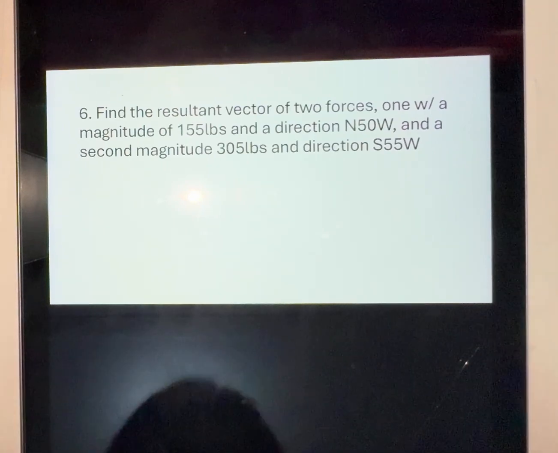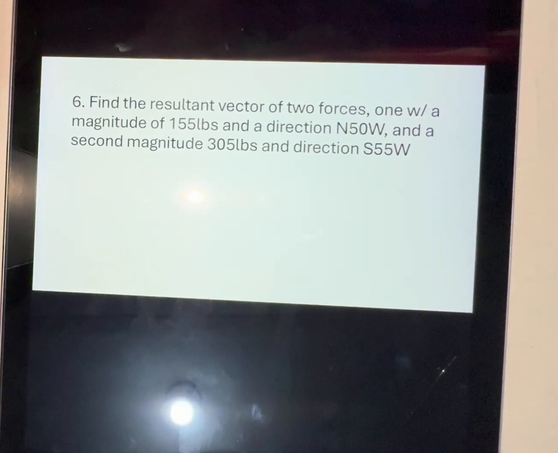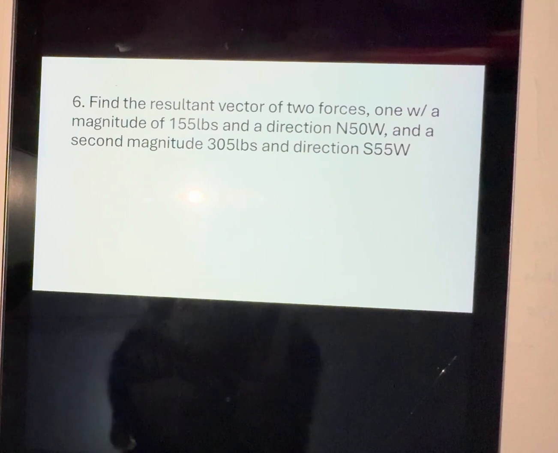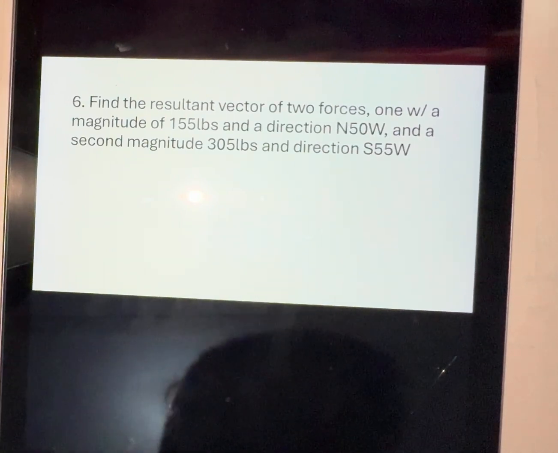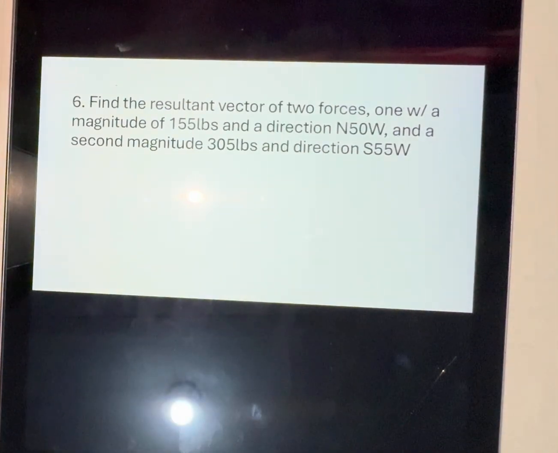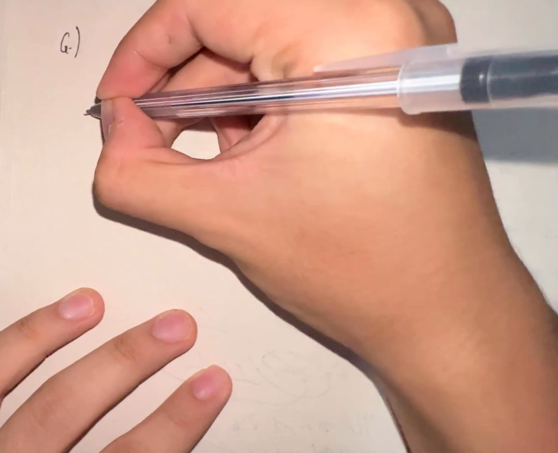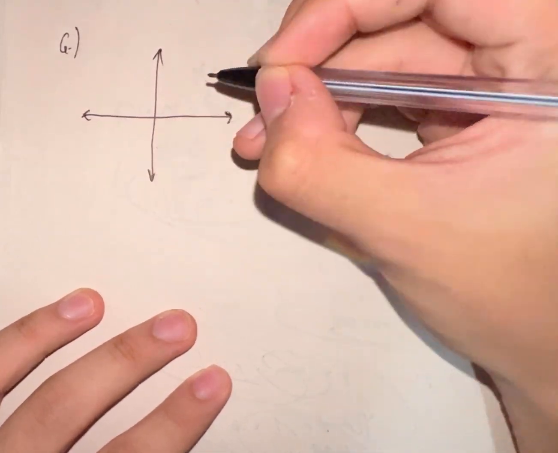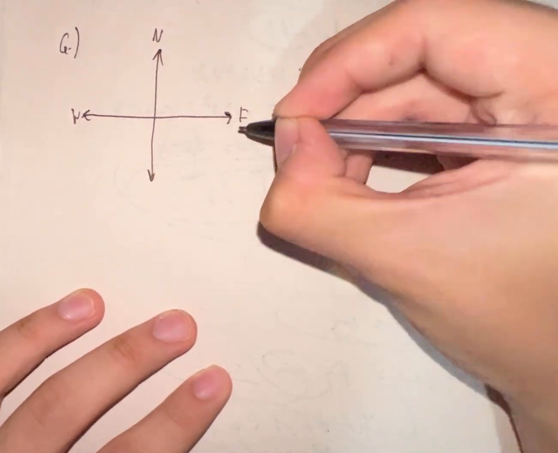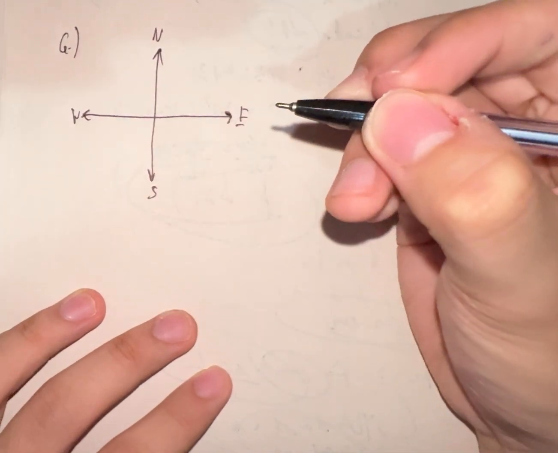For this problem, we have another representation of the cardinal directions. Basically, another way to represent our angle on the Cartesian coordinate plane. But don't worry, we're going to tackle that as well. So number six here: find the resultant vector of two forces, one with the magnitude of 155 pounds, north 50 degrees west.